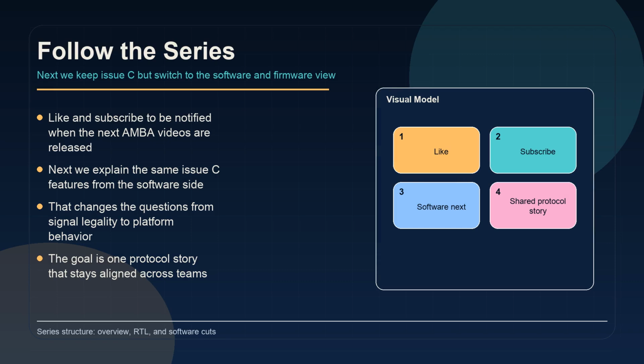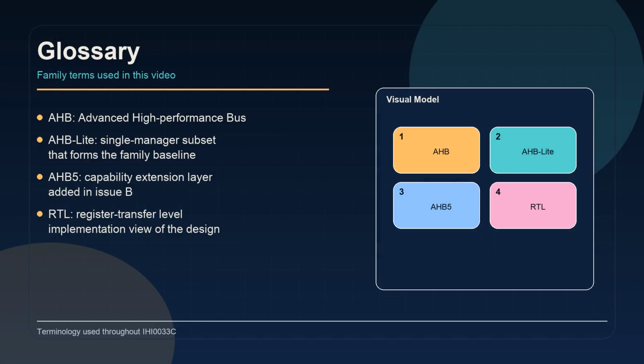Next, we keep Issue C, but shift into the software and firmware view of the same protocol. AHB means Advanced High-performance Bus. AHB-Lite is the single manager baseline. AHB5 is the later capability extension layer. And RTL means the register transfer level implementation view.